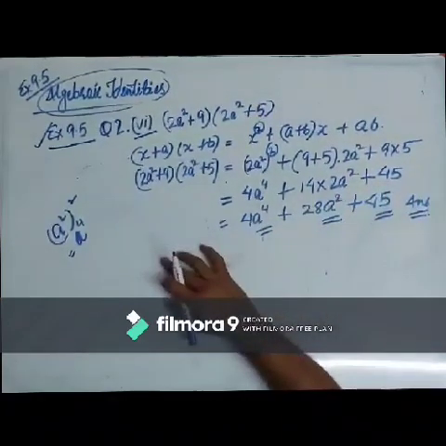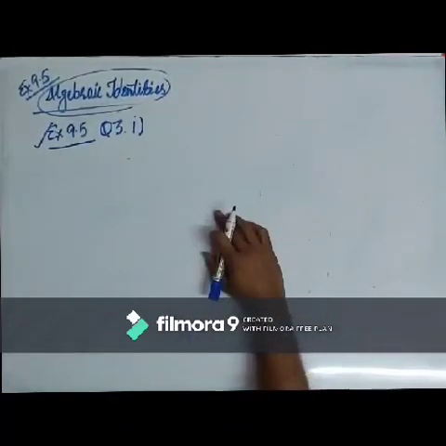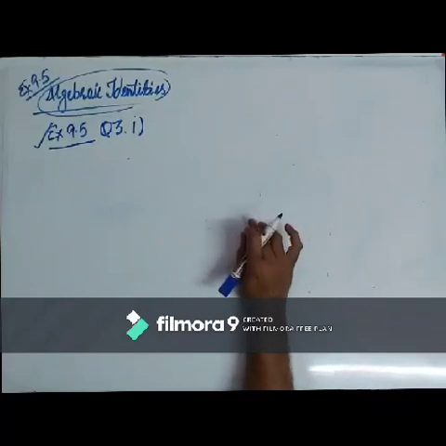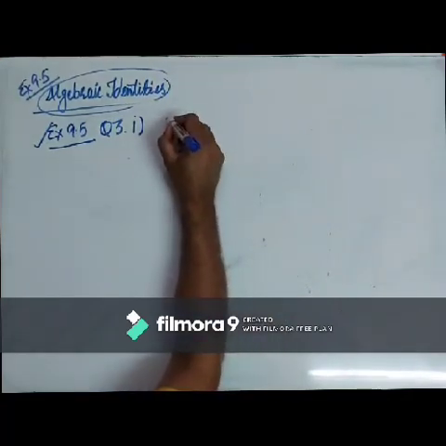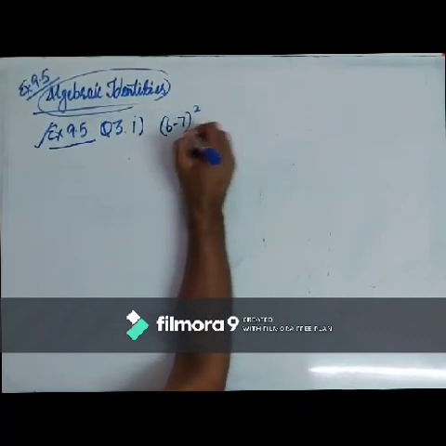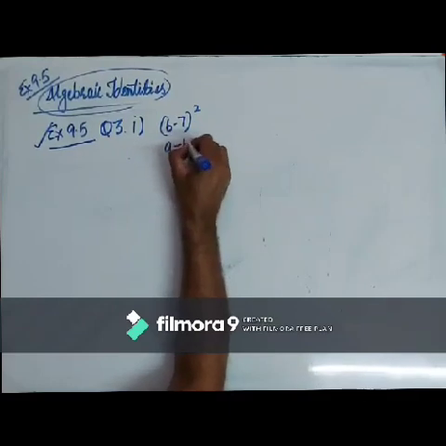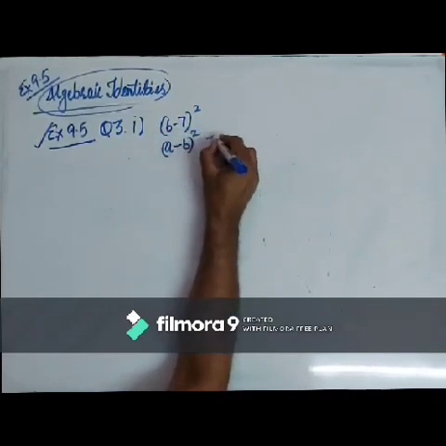This is how we do these questions. Question number 3. Use suitable identity. What is written? Find the following squares by using the identity. The first question is b minus 7 whole square. So this will immediately remind you of the second identity, a minus b whole square, right? A minus b whole square.